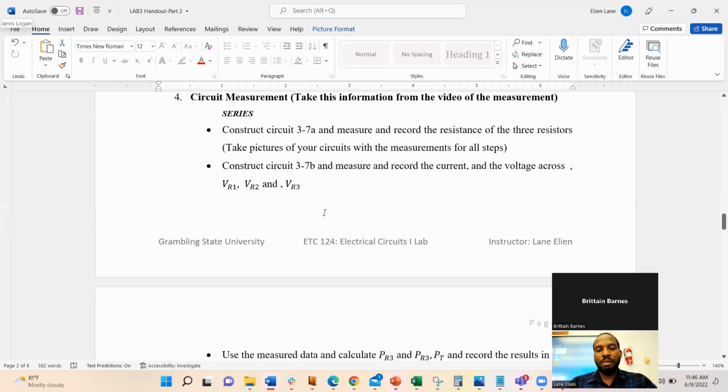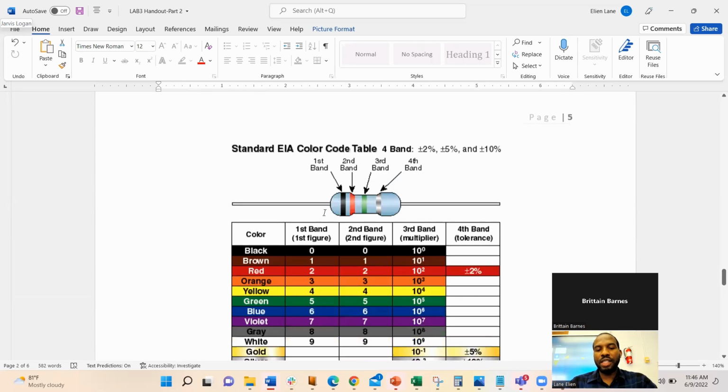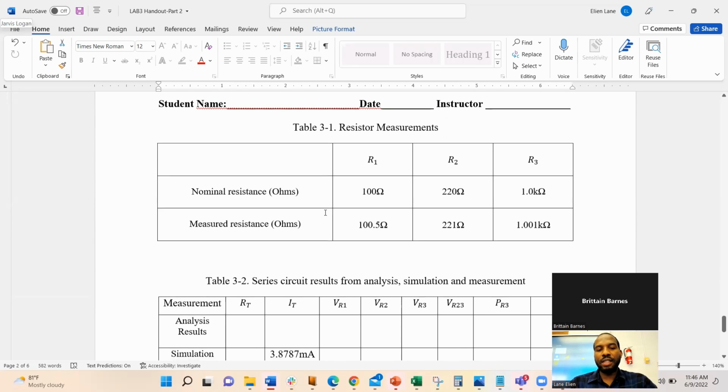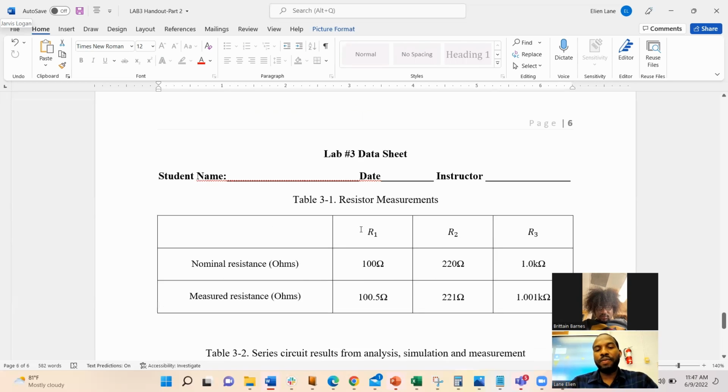So if you notice here at the bottom of your page, there is a data sheet. And the first section in the data sheet is so that you can put in the resistance of your resistors, R1, R2, and R3. And the second step is to record your measured resistance. And so I will show you in a bit how we measure the resistance as well. We'll go through it very quickly.